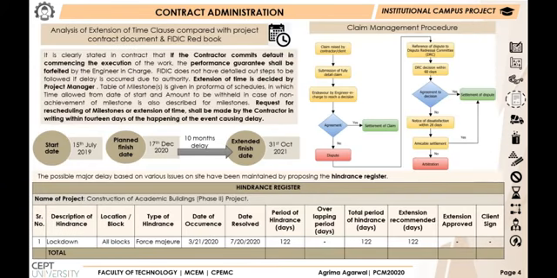In contract administration, the conditions of contract have been followed as per the GCC construction manuals of CPWD. The special conditions are mentioned in the contract document of the project. One of the clauses, extension of time in contract, we have compared with the FIDIC Red Book. The analysis of the comparison shows that if the contractor commits default in commencing the execution, the performance guarantee shall be forfeited. A request for rescheduling of milestones or extension of time shall be made by the contractor in writing within 14 days of the happening of the event causing delay.